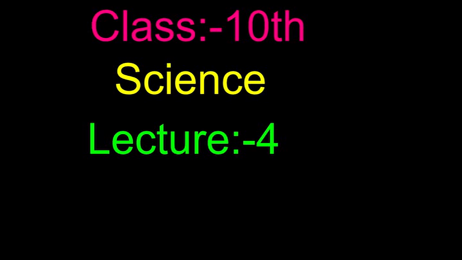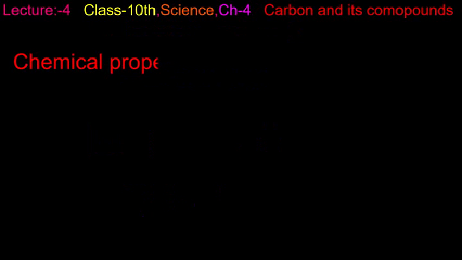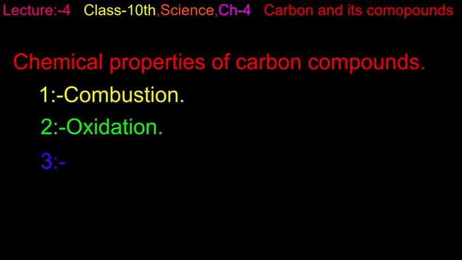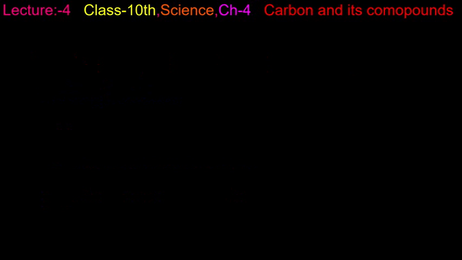This is Lecture 4, Chapter 4. In this lecture, I will tell you about chemical properties of carbon compounds. And these chemical properties we will discuss here are number 1, combustion, number 2, oxidation, number 3, addition reactions, and number 4, substitution reactions. First, let us discuss about combustion.